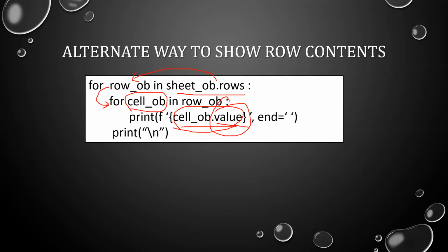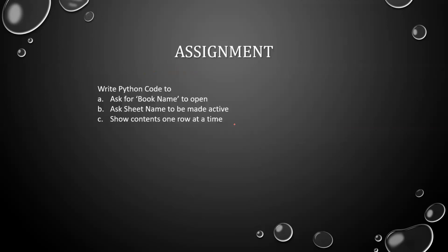And for now, a small exercise for you to continue. You need to prepare an interactive Python code like the way we did in the previous assignment. We need to ask for the book name to open. For now, make sure that the workbook exists in your system and the worksheet that needs to be made active. These two options should be asked one after the other. And once the user has specified the sheet name, we need to show the contents one row at a time. Now here we are supposed to show one row at a time. That means we could go with the second or third method which we have studied.